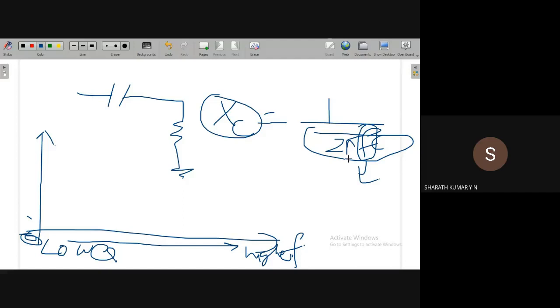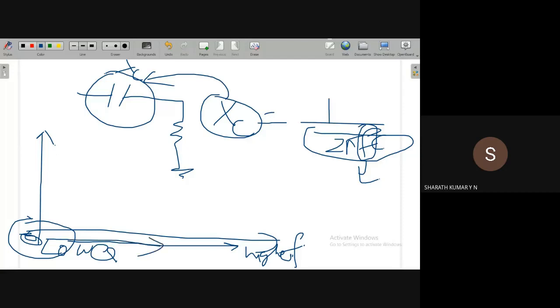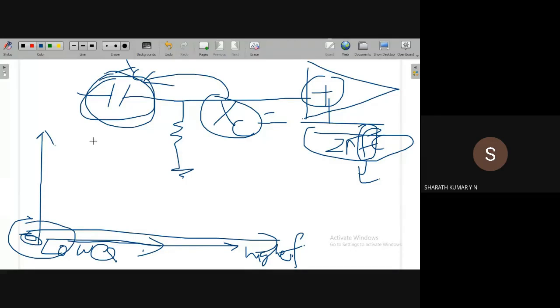So at lower frequency, the impedance of the capacitance is very, very high. So at low frequency, the voltage fed to the non-inverting input terminal of the op-amp is very less because of the higher impedance of the capacitance. That means it is as good as saying that it is blocking DC and very low frequency signals. As the frequency increases, the impedance of the capacitance decreases.